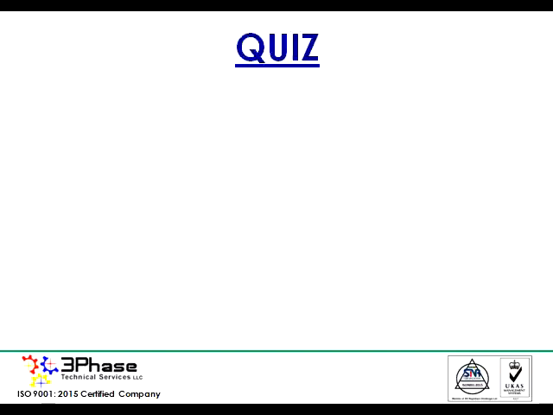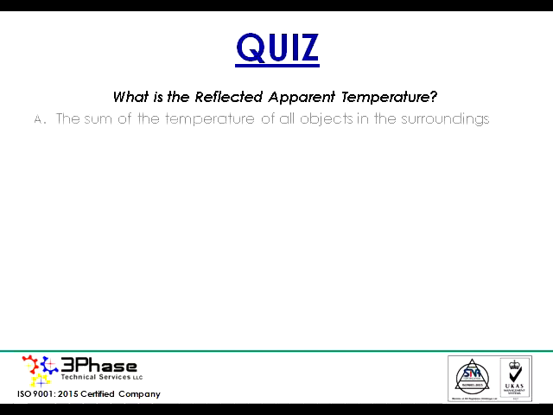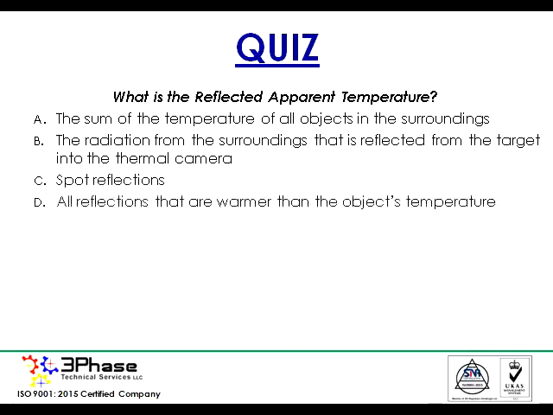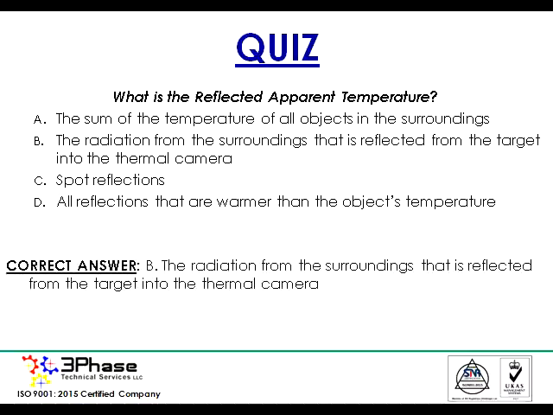Now let's have a short quiz. What is reflected apparent temperature? A. The sum of the temperature of all objects in the surroundings. B. The radiation from the surroundings that is reflected from the target into the camera. C. Spot reflections. D. All reflections that are warmer than the object's temperature. Sorry, the correct answer is B. The radiation from the surroundings that is reflected from the target into the thermal camera is the reflected apparent temperature.